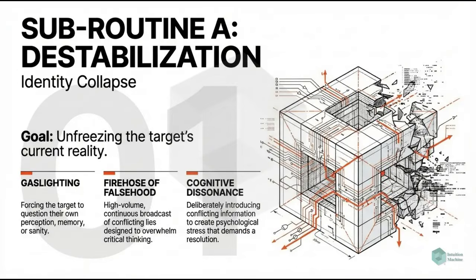How destabilization works. Fire hose of falsehood. So much information, you can't verify it all. Gaslighting. Your internal signals become unreliable. Are you sure that happened? Cognitive dissonance. Chronic mental stress with no resolution.